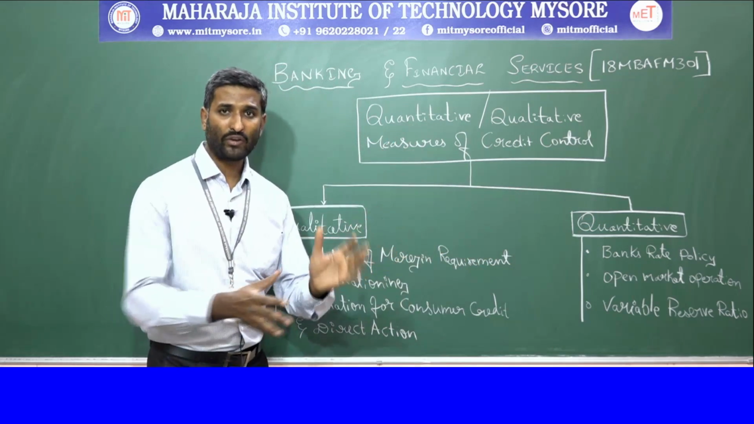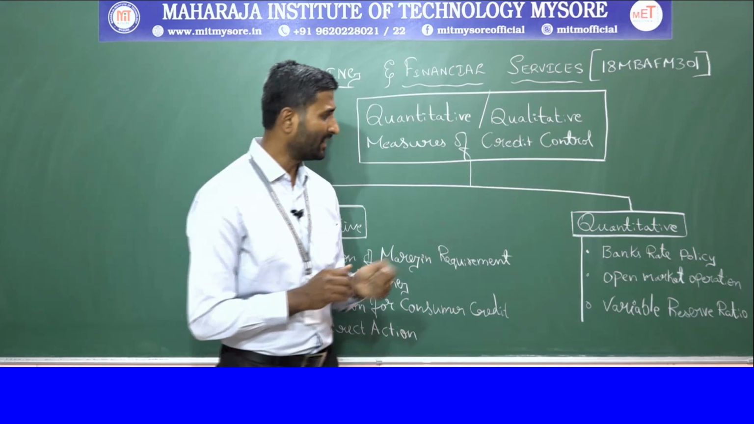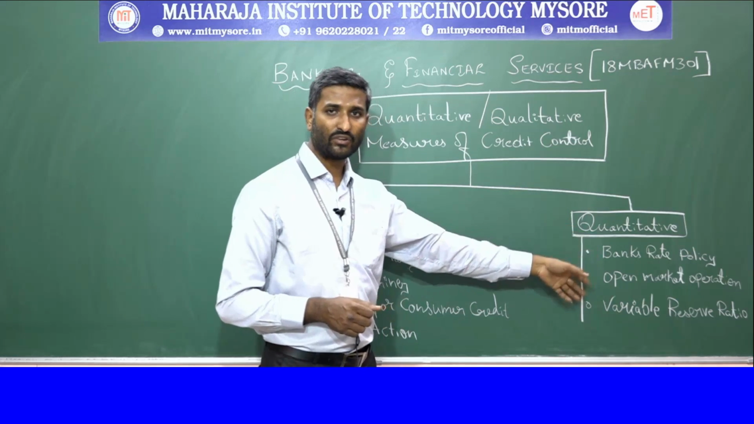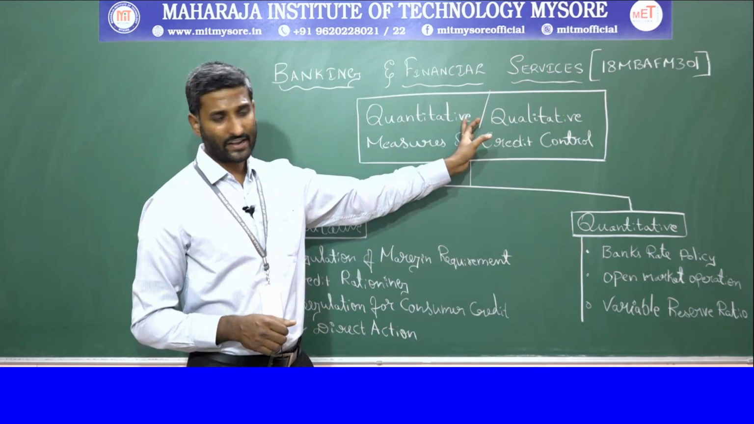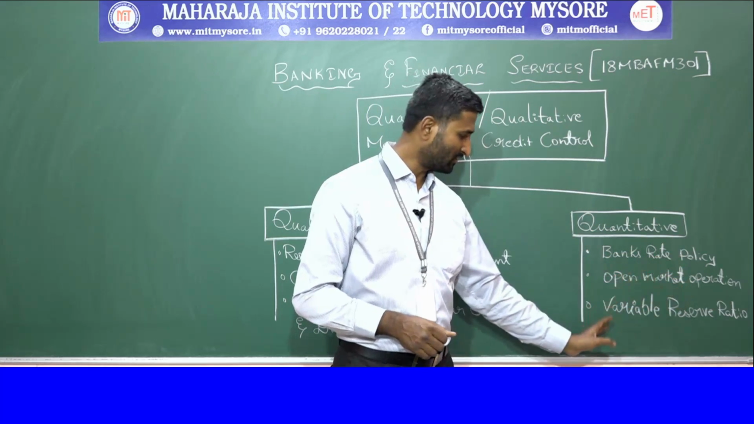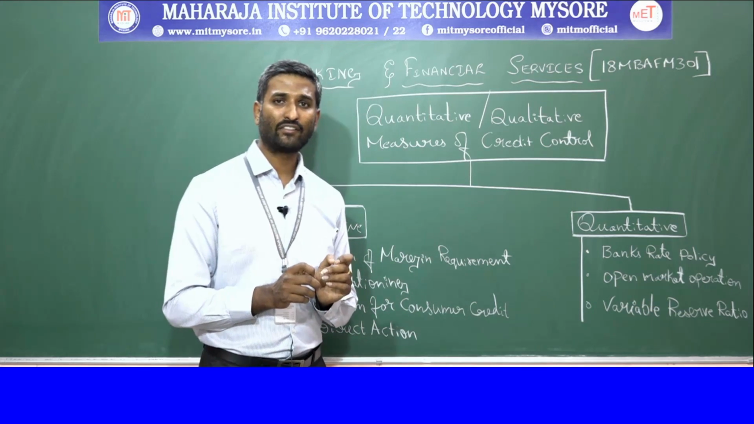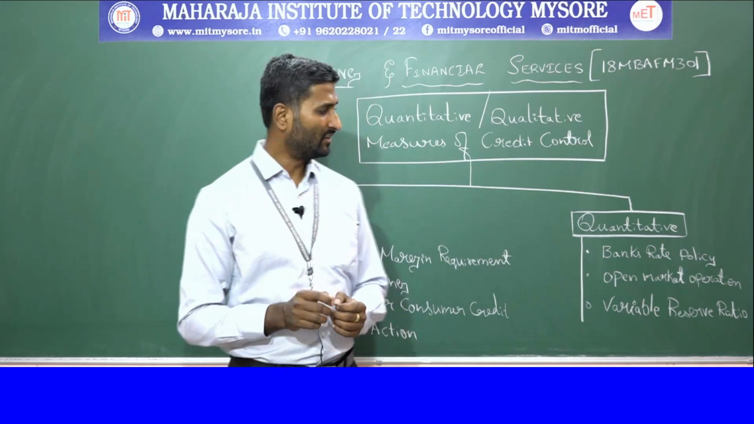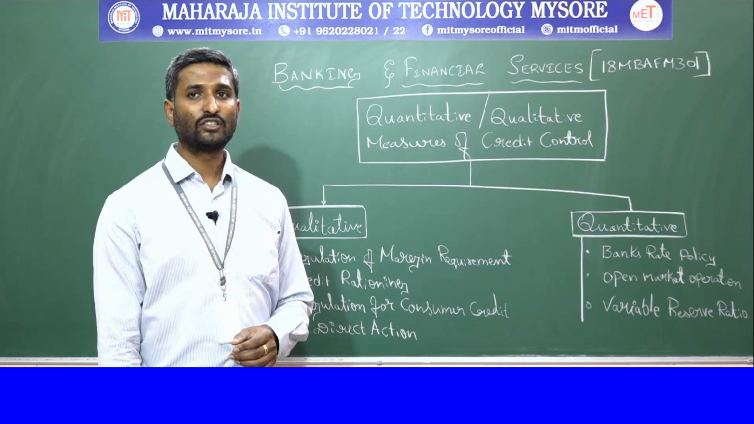Once again I will repeat how it will be relevant and how it will have a flow, and who is guiding and taking direction towards positive steps in using these measures to control credit. In the quantitative measures, majorly we have three types: the bank rate policy, open market operations, and variable reserve ratio. The bank rate policy applies whenever the commercial banks go for discounting of bills.